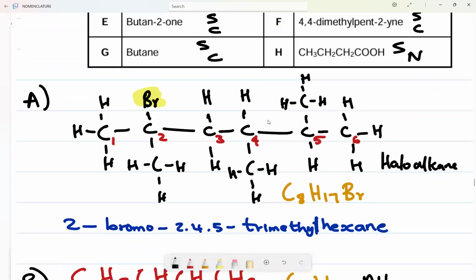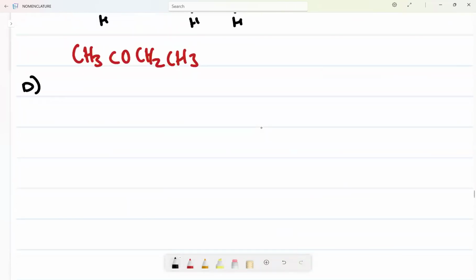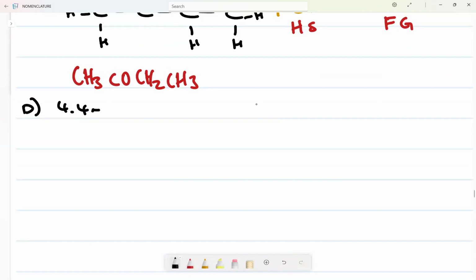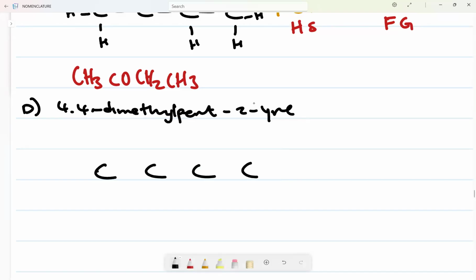4,4-dimethylpent-2-yne. Let's draw this. I start where the longest chain is, pent, 5. 1, 2, 3, 4, 5. And on position number 2, I have an -yne. An -yne is a triple bond. Position number 2, I have an -yne.